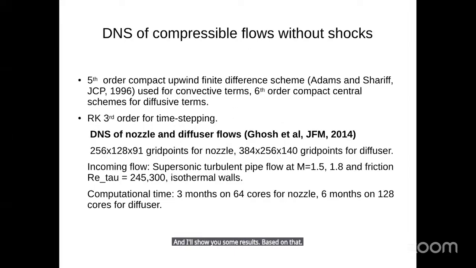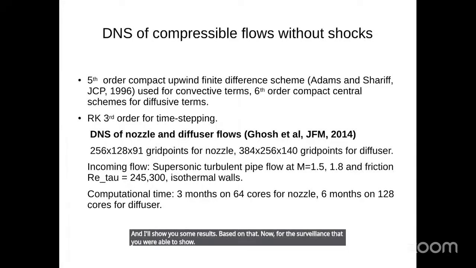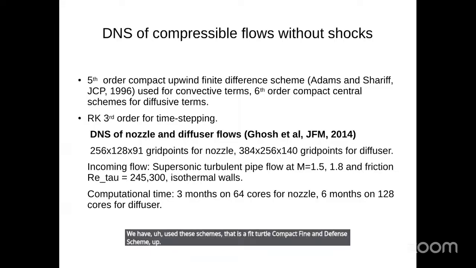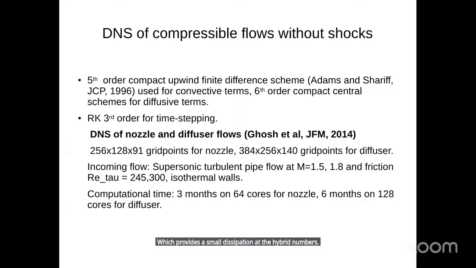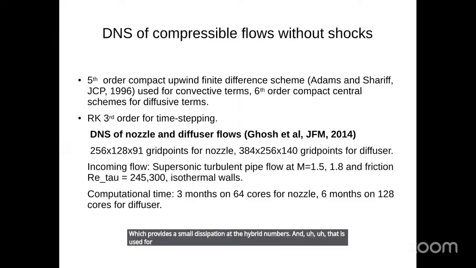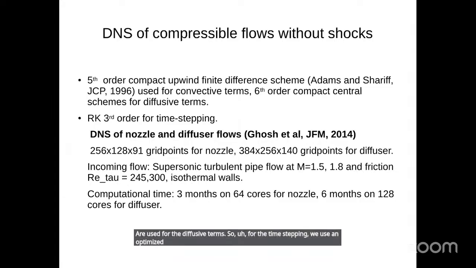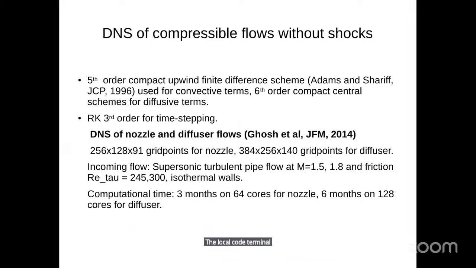Now for the DNS results that we are going to show, we have used these schemes, that is a fifth order compact finite difference scheme, upwind, which provides a small dissipation at the high wave numbers, and that is used for the convective terms, and then the sixth order compact central schemes are used for the diffusive terms. For the time stepping, we use an optimized low storage third order Runge-Kutta method. This is an explicit time stepping method, which means that we are relying on the CFL criteria for evaluating our time step.